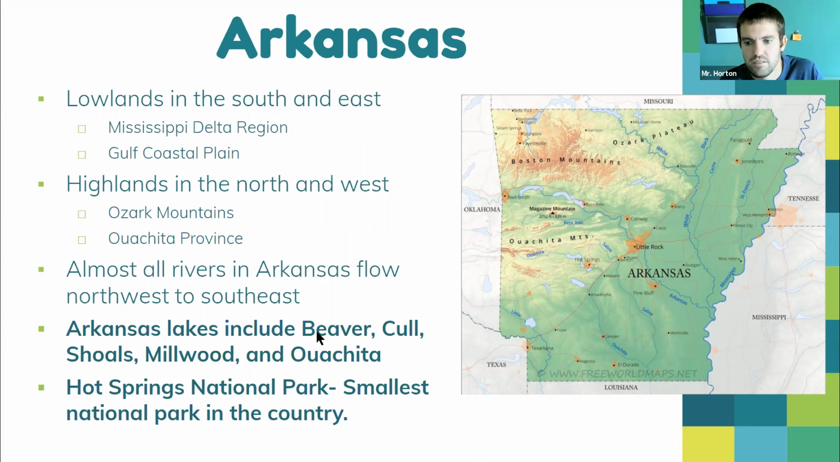So we're just writing down the second to last bullet point there. About the rivers, it includes the Beaver, the Call, the Shoals, the Millwood, and the Alchita River.